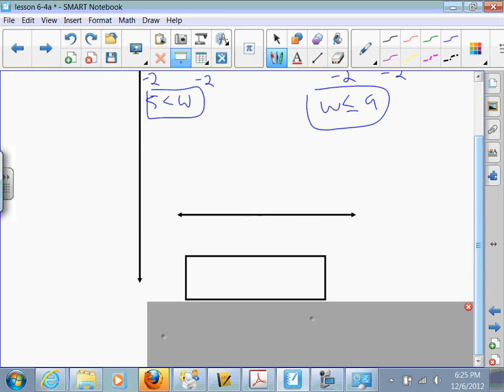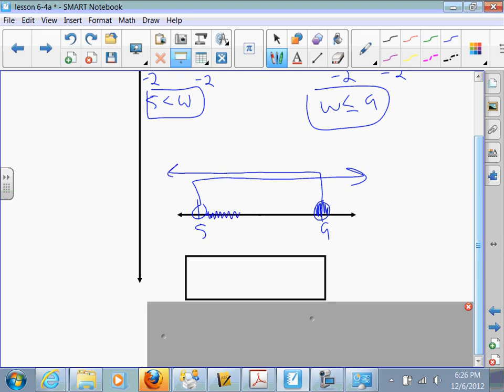And my lowest number is 5, so that's going to go here. My highest number is 9, that has to go here. All right, so graphing 5 is less than w, or w is greater than 5. Open circle, arrow going to the right, because w is greater than 5. And closed circle here, and arrow going to the left, because I'm graphing things less than.